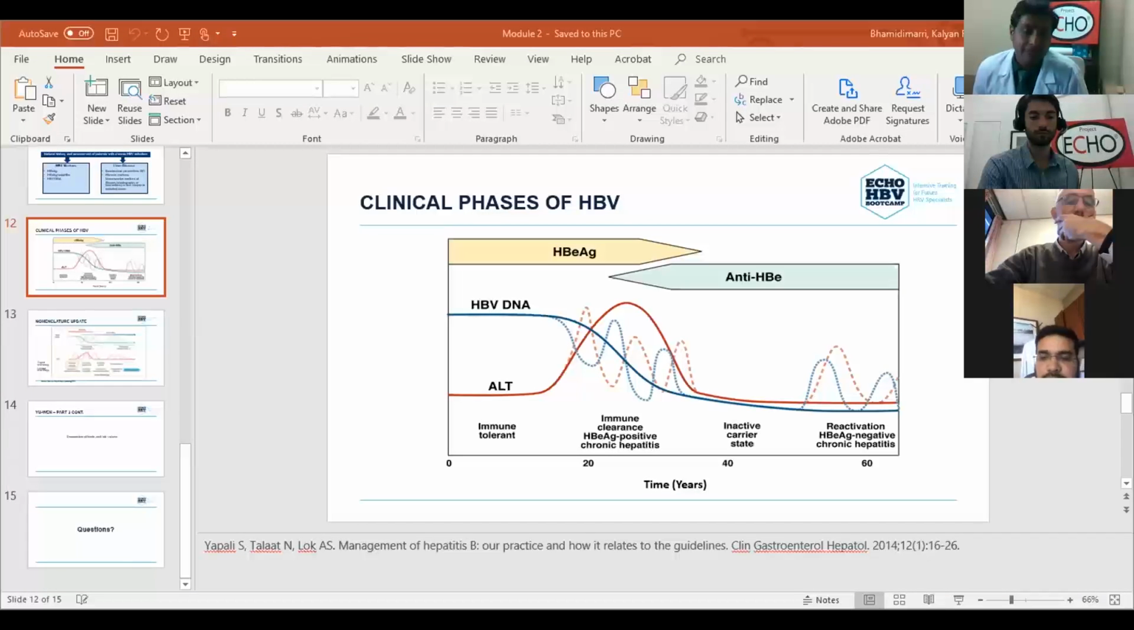So yes, surface antibody titers can be watched, but how frequently can you get them? How often are you going to check? Every 3 months, every 6 months? There are no clear guidelines to check surface antibody titers.